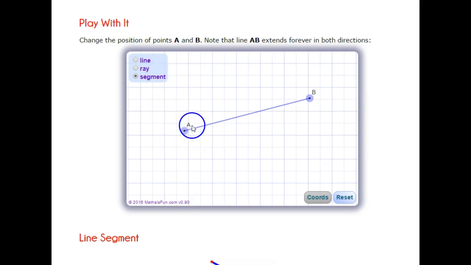Okay, so now we're talking about segments. Notice here how we have point A and B and they're connected. But also notice how it does not go past A and B. That's the difference between a line and a segment. A line goes infinitely in both directions forever and ever. A segment has two endpoints, which in our case is A and B.